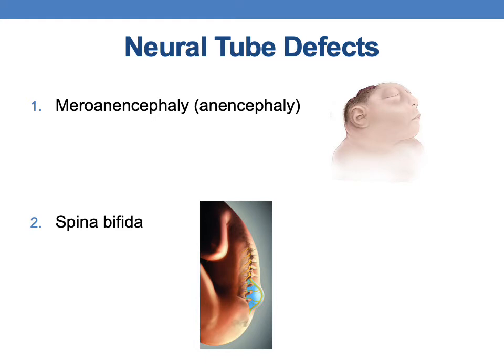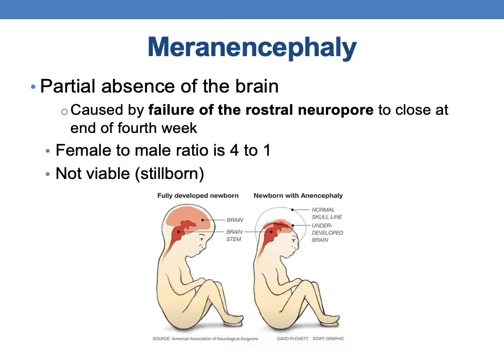The two main neurotube defects we will cover in the PowerPoint are meroencephaly, also known as anencephaly, and the three types of spina bifida. Meroencephaly is partial absence of the brain caused by failure of the rostral neuropore to close at the end of the fourth week. If the tube doesn't close there, there's no defined place for the brain to form, specifically the cerebrum. The brainstem will form in the neural tube, and the remainder of the body can form completely to full term. Sadly, these babies are stillborn and not viable.